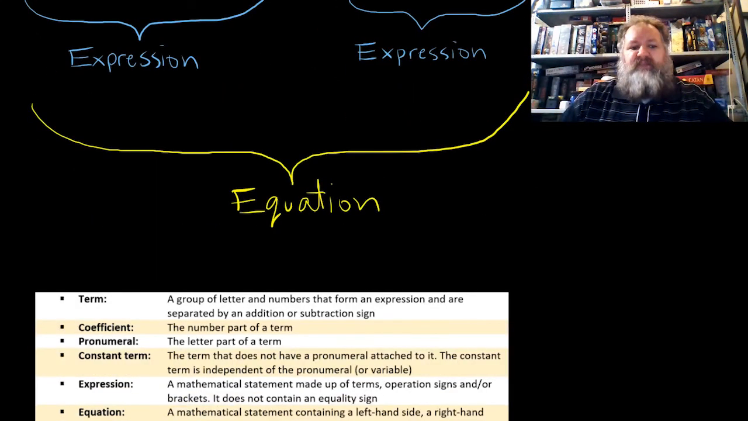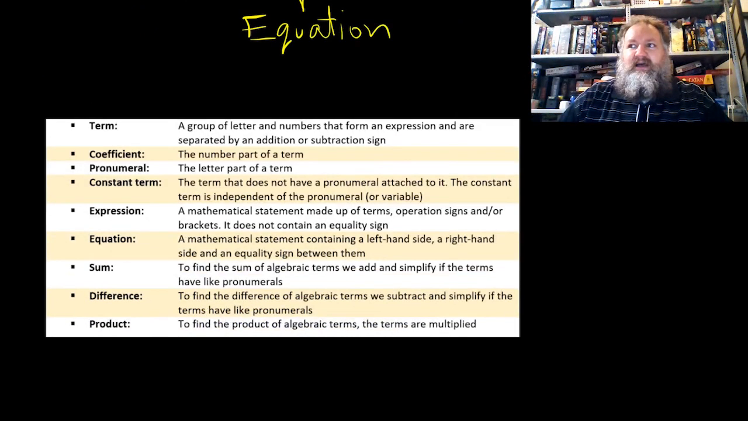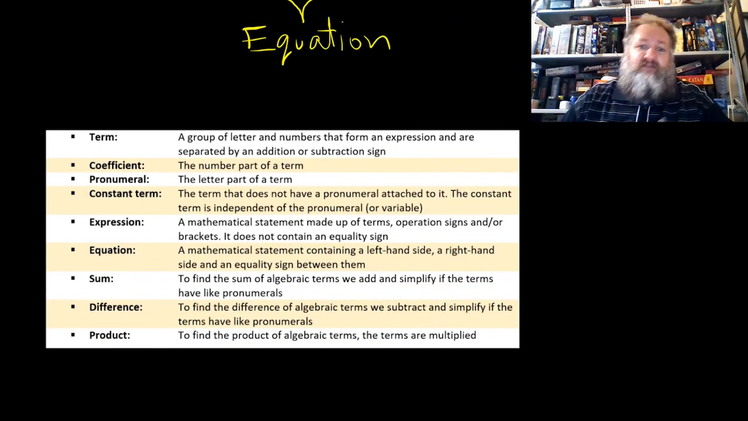Okay? So the language of algebra really is about coefficients and pronumerals, equations and expressions, those terms, and what we do with them. I've actually typed out a bunch of these definitions. It's almost like a glossary of information that you can pause the video and make a note of, or come back to when you need to.